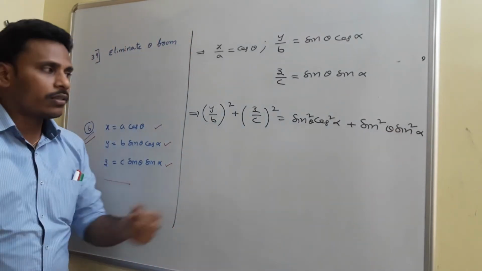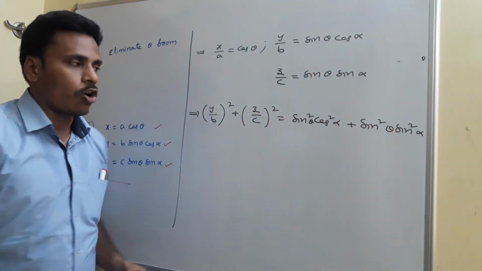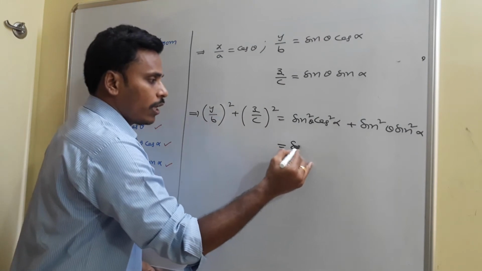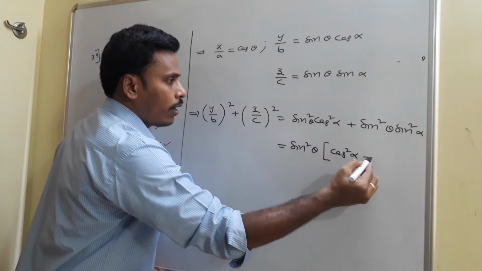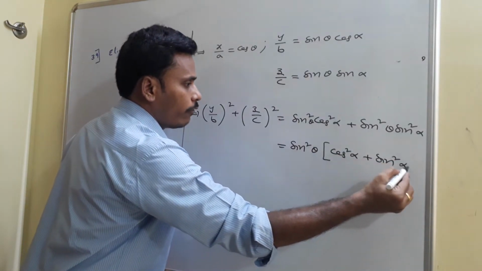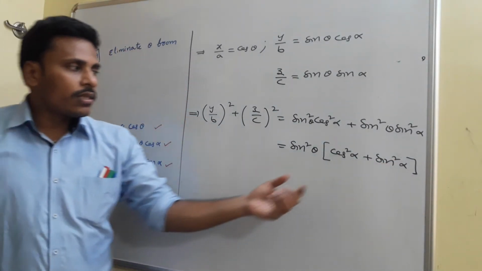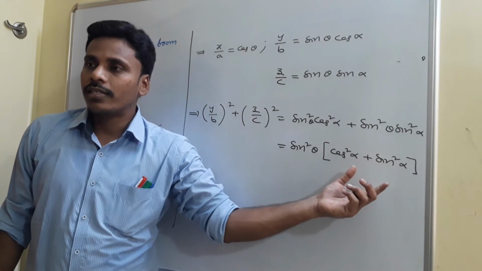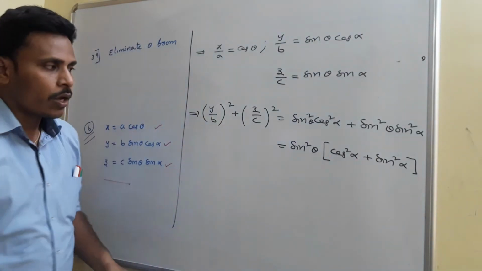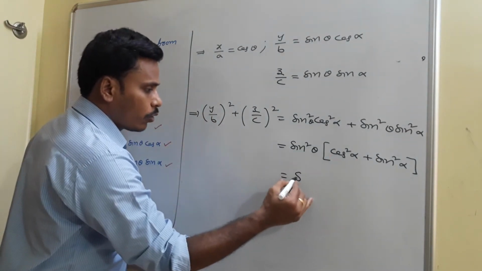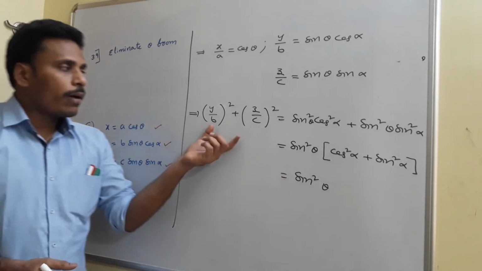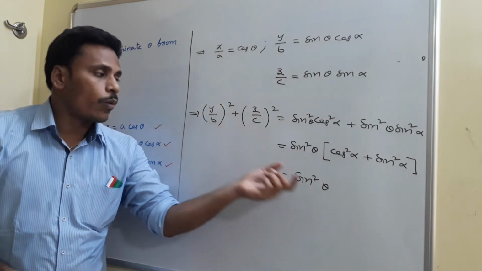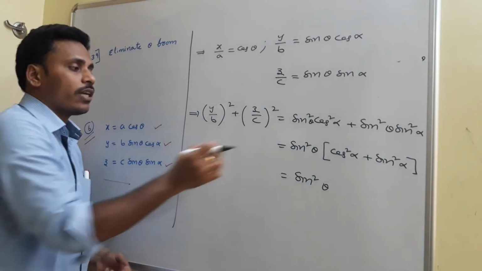Right. Now look at these two terms. Sin square theta is common. Just pick it out. Then you will get sin square theta of cos square alpha plus sin square alpha. And now see, this sin square alpha plus cos square alpha is the standard trigonometric identity whose value is 1, and that is equal to what? Sin square theta. Yeah, look there. Y by b whole square plus z by c whole square is sin square theta. Sum of these two is sin square theta.